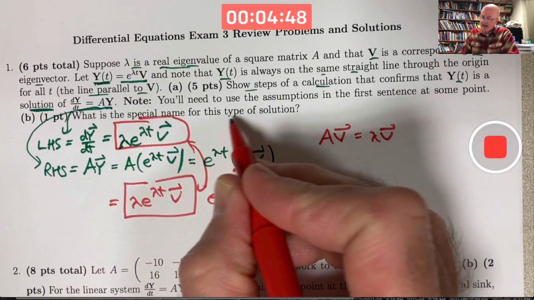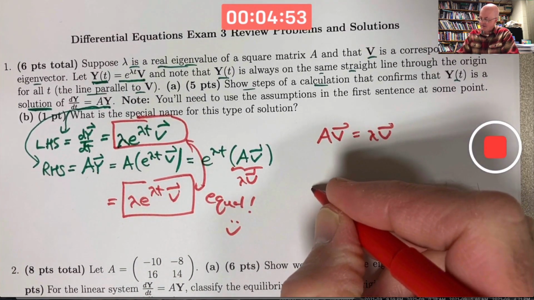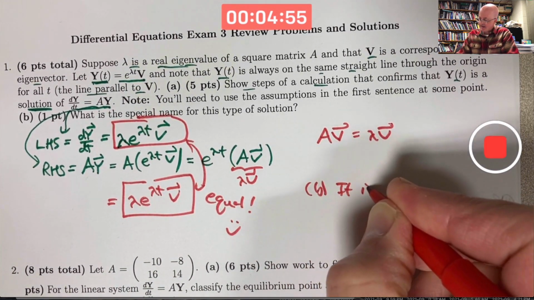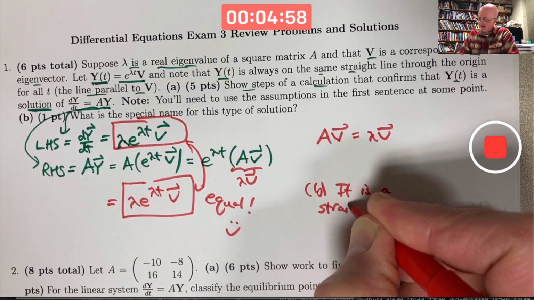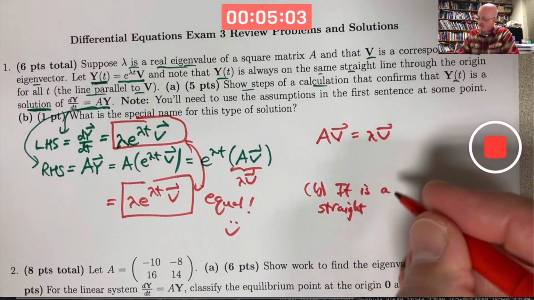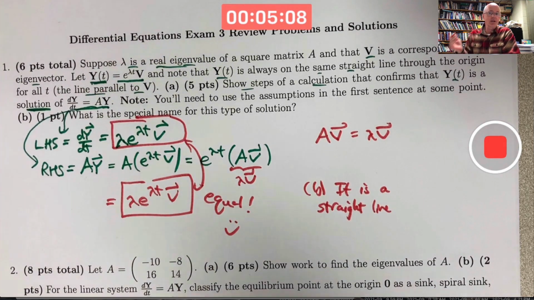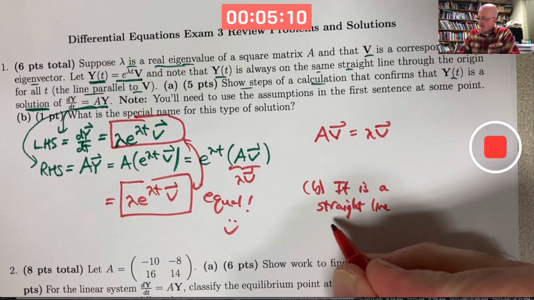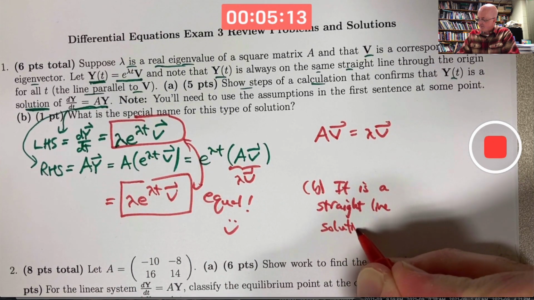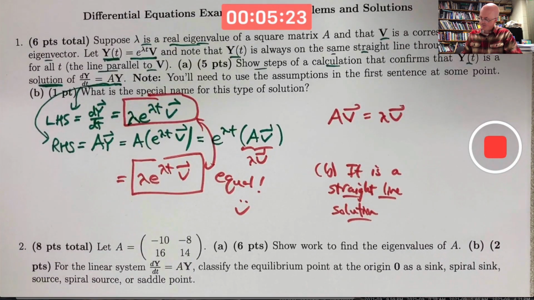What kind of special name does it have? It's hinted at in the fact that it's on a straight line. It's called a straight line solution. If you graph it as a parametric curve in parametric mode on your calculator, for example, it will be on a straight line. It won't be really a curve. It'll be a straight curve. Straight line solution. That's what it's called. And that's very special. That helps you find what are called eigenvector bases for the plane, and that helps you find the general solution, as we will see in some examples.